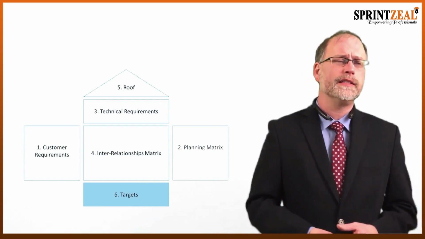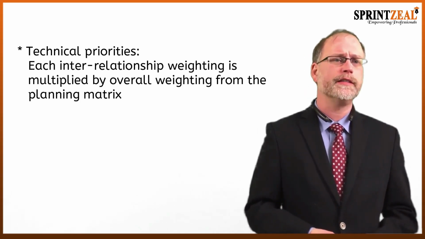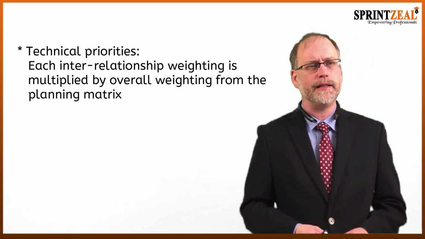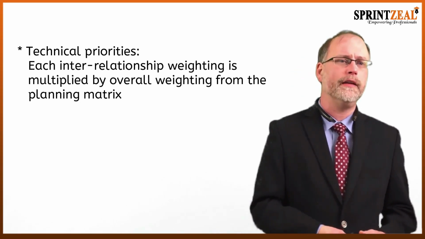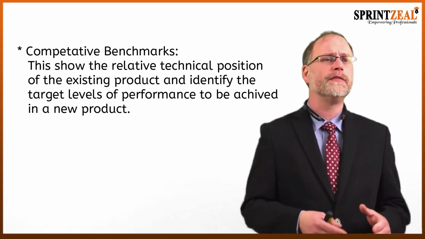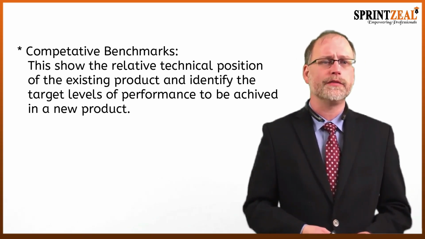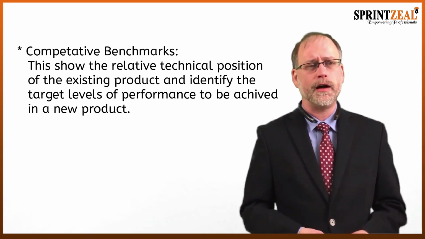And finally, in step 6, we have targets, which forms the foundation of our house of quality. This summarizes the conclusions drawn from the data from the entire matrix and the team discussions. With technical priorities, each interrelationship weighting is multiplied by the overall weighting from the planning matrix. Then we look at competitive benchmarks, which show the relative technical position of the existing product and identify the target levels of performance to be achieved in the new product.